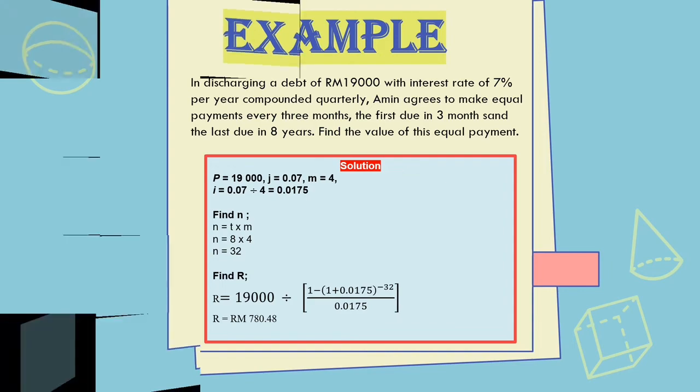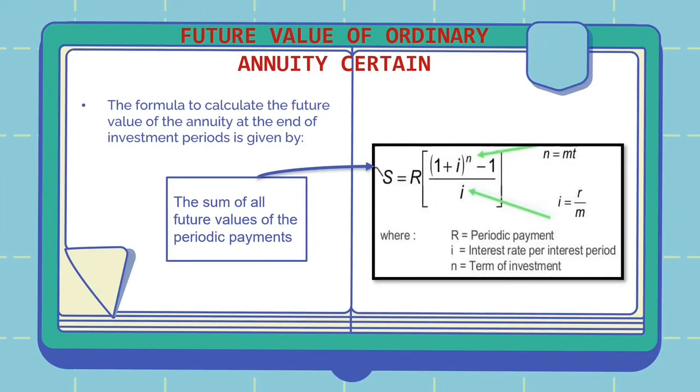Okay, next we're going into the future value of ordinary annuity certain. So what is the future value of ordinary annuity certain? It means the sum of all future values of the periodic payment. So at the right slide you can see the formula on how to calculate the future value of the annuity at the end of the investment period.